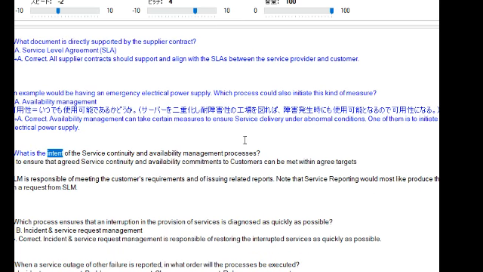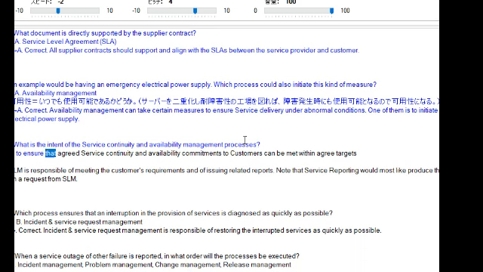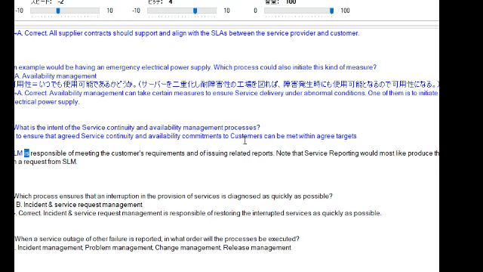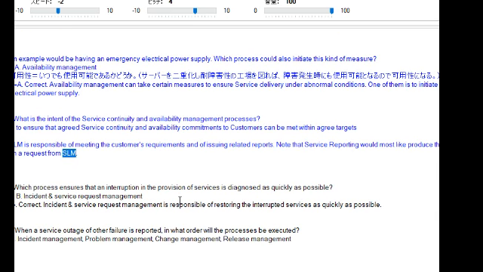What is the intent of the service continuity and availability management processes? To ensure that agreed service continuity and availability commitments to customers can be met within agreed targets. SLM is responsible for meeting the customer's requirements and for issuing related reports. Note that service reporting would most likely produce the report based on a request from SLM.